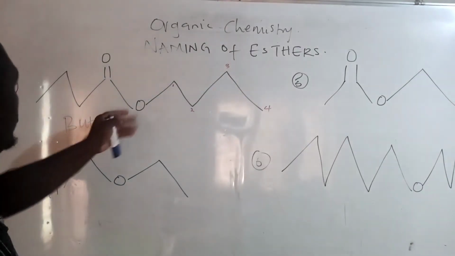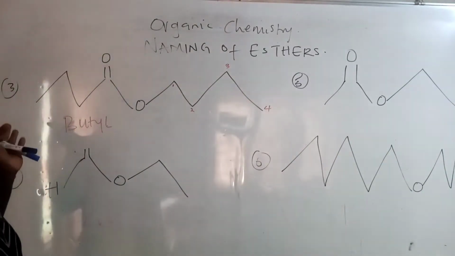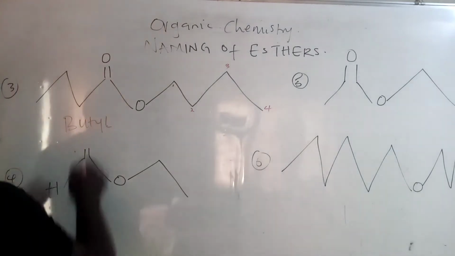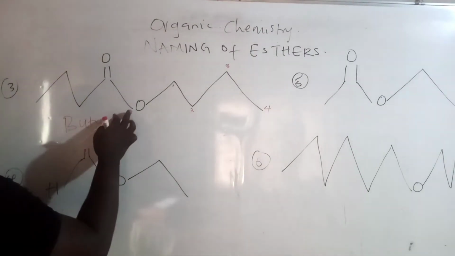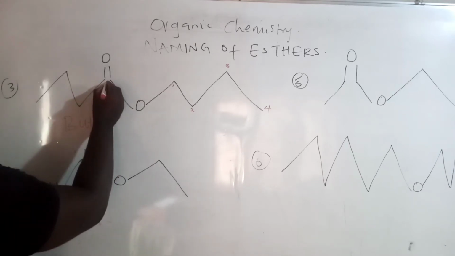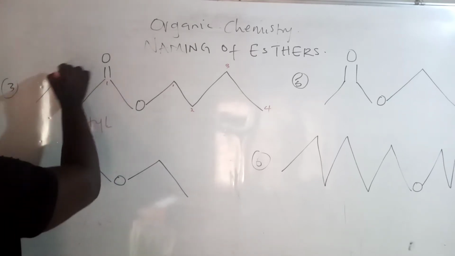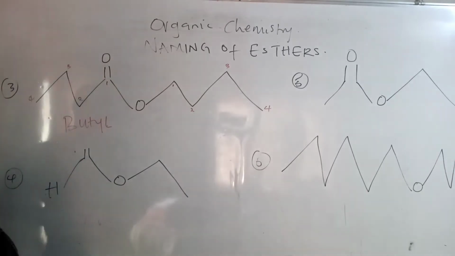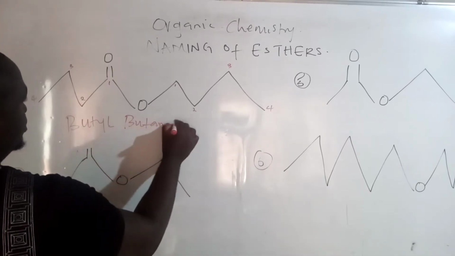Now the next thing, we name the side that contains the oxygen, right? That contains the functional group. Now this side, you will not name from this place. You start naming from here. 1, 2, 3, 4, right? Butanoate.